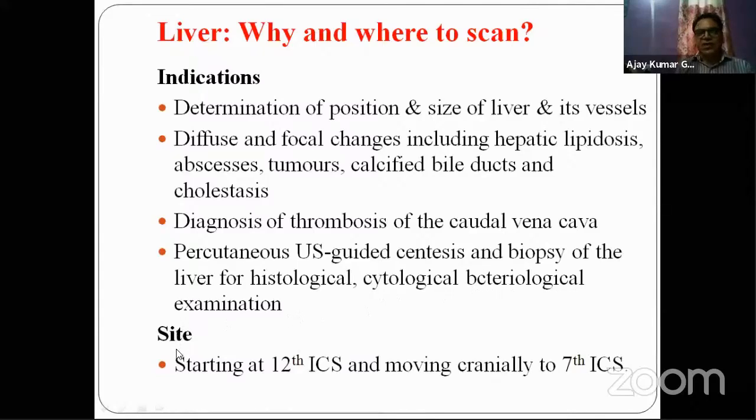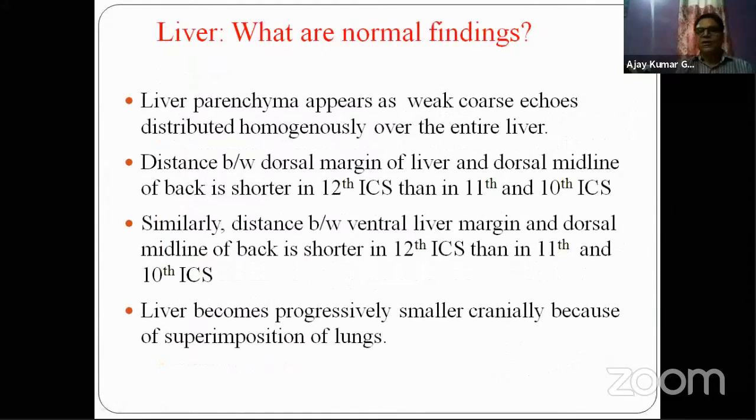The site for scanning the liver starts at the 12th intercostal space on the right abdomen and moves cranially to the 7th intercostal space. How does the liver appear on ultrasonography? The liver parenchyma appears as weak, coarse echoes. They are rough echoes distributed homogeneously over the entire liver area.